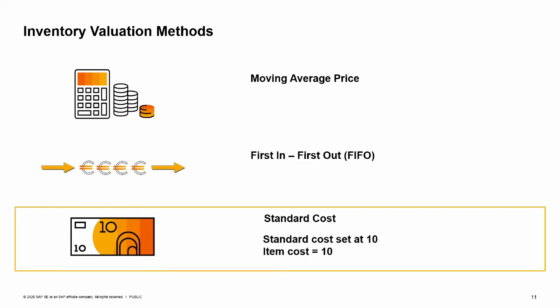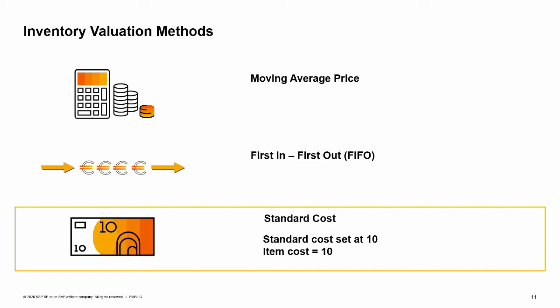When you select the standard cost option, you manually set a fixed inventory cost for the item. The system uses this fixed cost for all stock movements. This is a logical method to use for items which you produce in-house. Here is an example. You set the standard cost at 10. Therefore, when an item is received into stock, it is valued at 10. When it is sold, the item cost remains 10.